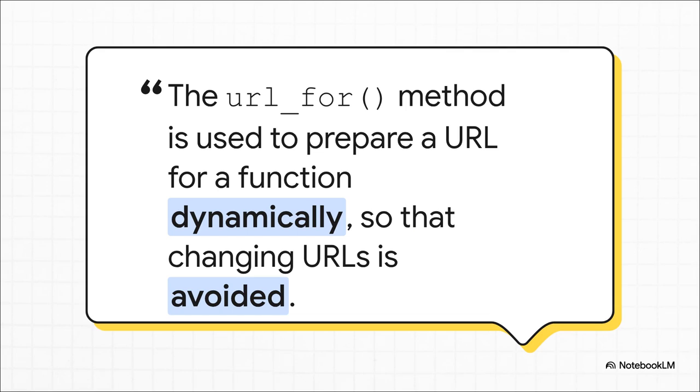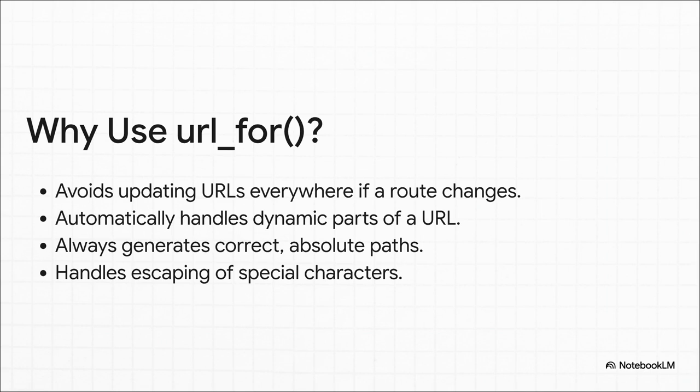Okay, so our app is getting more complex. We have different routes, different methods, and this brings up a really important best practice. How do you link all these pages together in a way that doesn't break every time you want to change a URL? The answer is Flask's amazing little helper function, url_for. Its whole purpose in life is to build URLs for you so you never have to type them out by hand again.